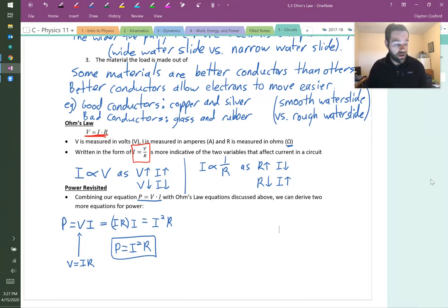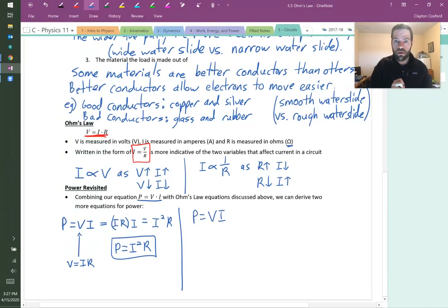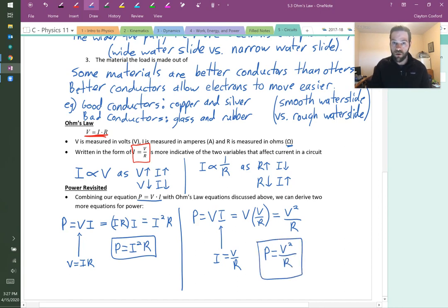In a similar vein, the power can also be related to the voltage and the resistance. And we can do that by, instead of subbing in for voltage, subbing in for current. Ohm's law says that current is voltage divided by resistance. So by subbing that in, we can say that voltage times voltage over resistance is equal to voltage squared over resistance. So we have another expression for power. The power consumed by a load is the voltage drop across that load squared, divided by the resistance of that load. Okay, that's it for Ohm's law.